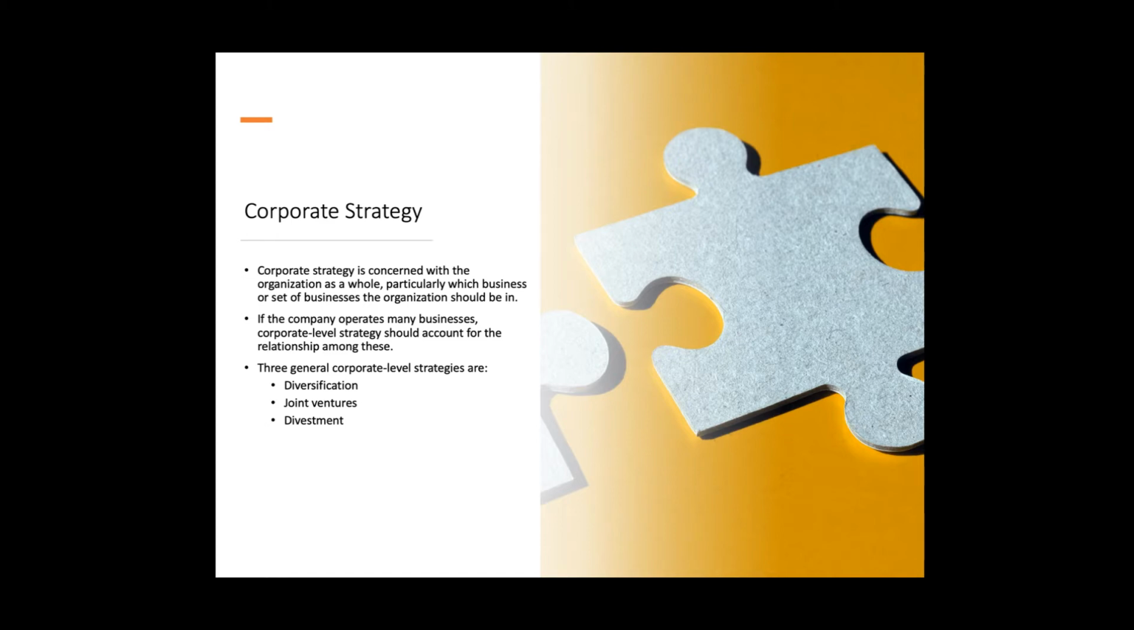And so within that context, corporate strategy means if a company operates many businesses, corporate level strategy should account for the relationship among these. And so you can see here 3 general corporate level strategies are: number 1, diversification; number 2, joint ventures; and number 3, divestment. Let's see if we can talk about that a little bit.